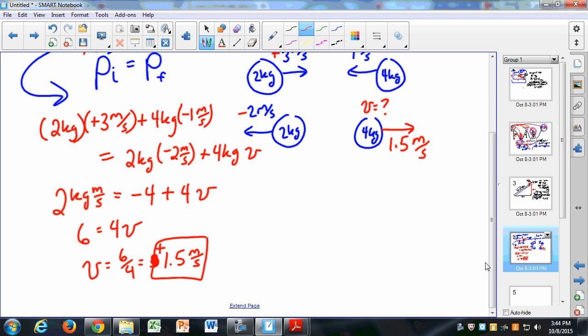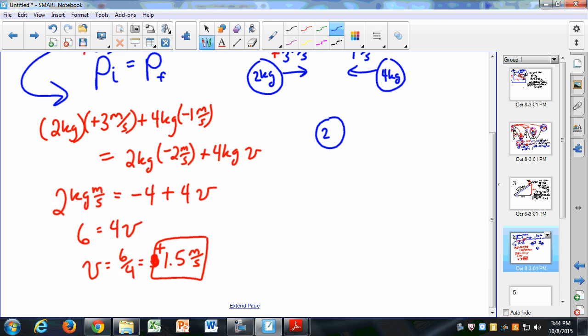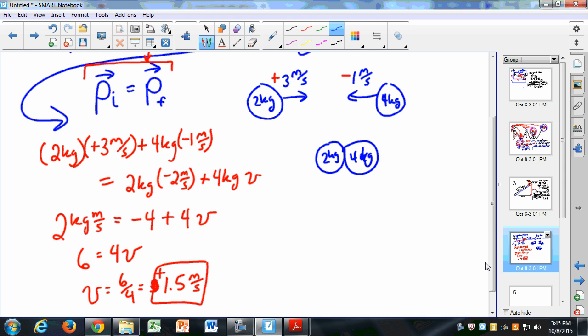So let's say that in this problem, we'll take the same one. Instead of what we have here, let's say that the two objects stick together. So my 2 kilogram and my 4 kilogram, they stick together. Velcro or whatever on them. They just stick together and then they slide off together at the same velocity. What direction do you think they're going to slide? Are they going to go to the left or the right? Why do you think to the left?